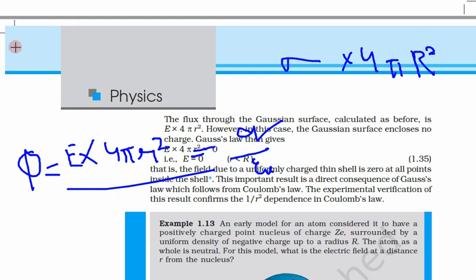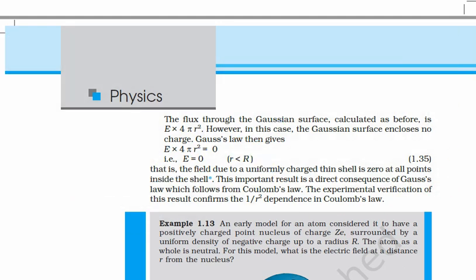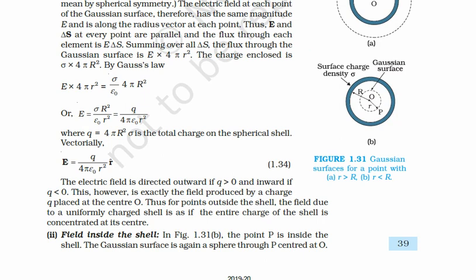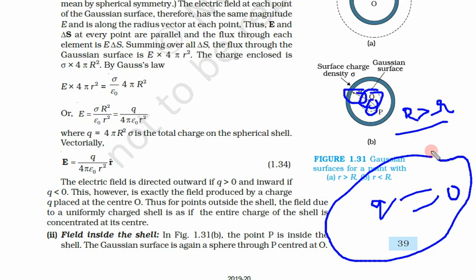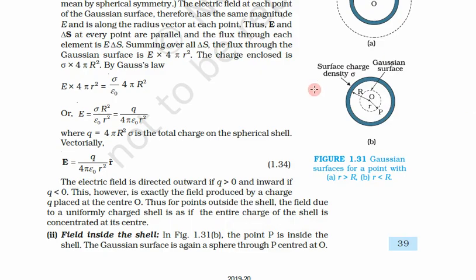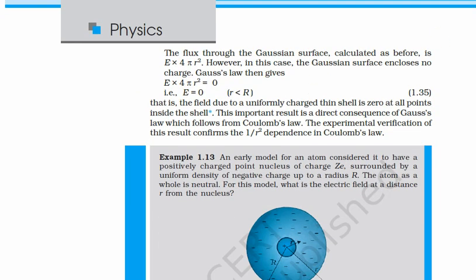But here you can see that capital R is greater than small r, so no charge is enclosed by this Gaussian surface. So Q is 0 here. No charge is enclosed by this small Gaussian surface. Hence E is equal to 0.